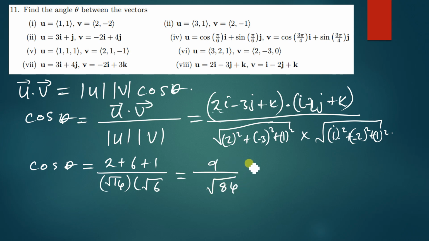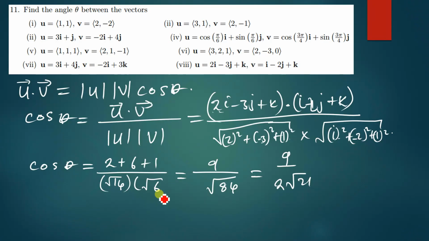We can try to reduce it. So we know that 4 can go into 84 how many times? 21 times. So we can do this: 9 over 2 root 21. Yeah, 2 root 21. So I think we can't go further than this. Let's just find the angle.